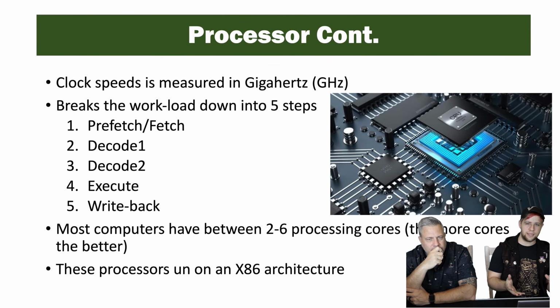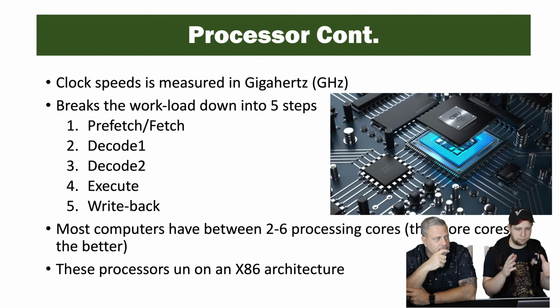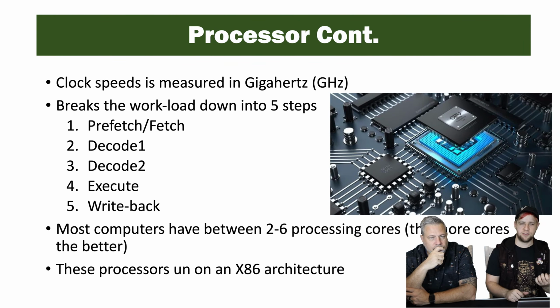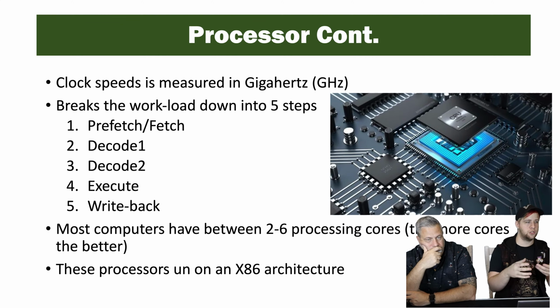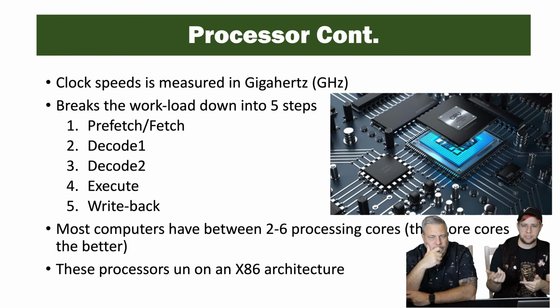It breaks down the workload into 5 steps. The prefetch is where it gets the information. Decode is the first initial breakdown of said fetch or data. Then it goes into decode 2 to finalize everything and make sure it's as broken down as it can be. It executes it and writes it back, building it back up on the other side. It's the loop it follows as it processes the data.